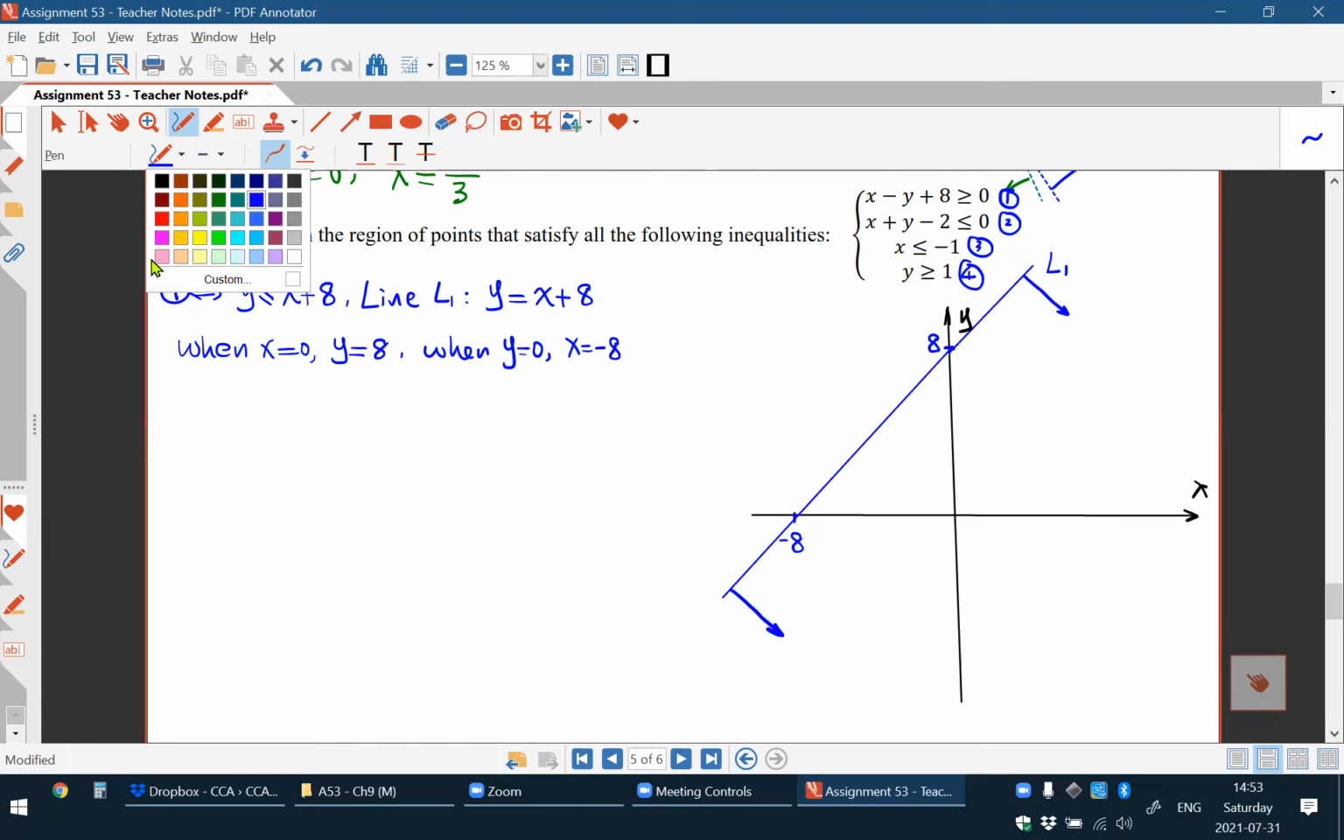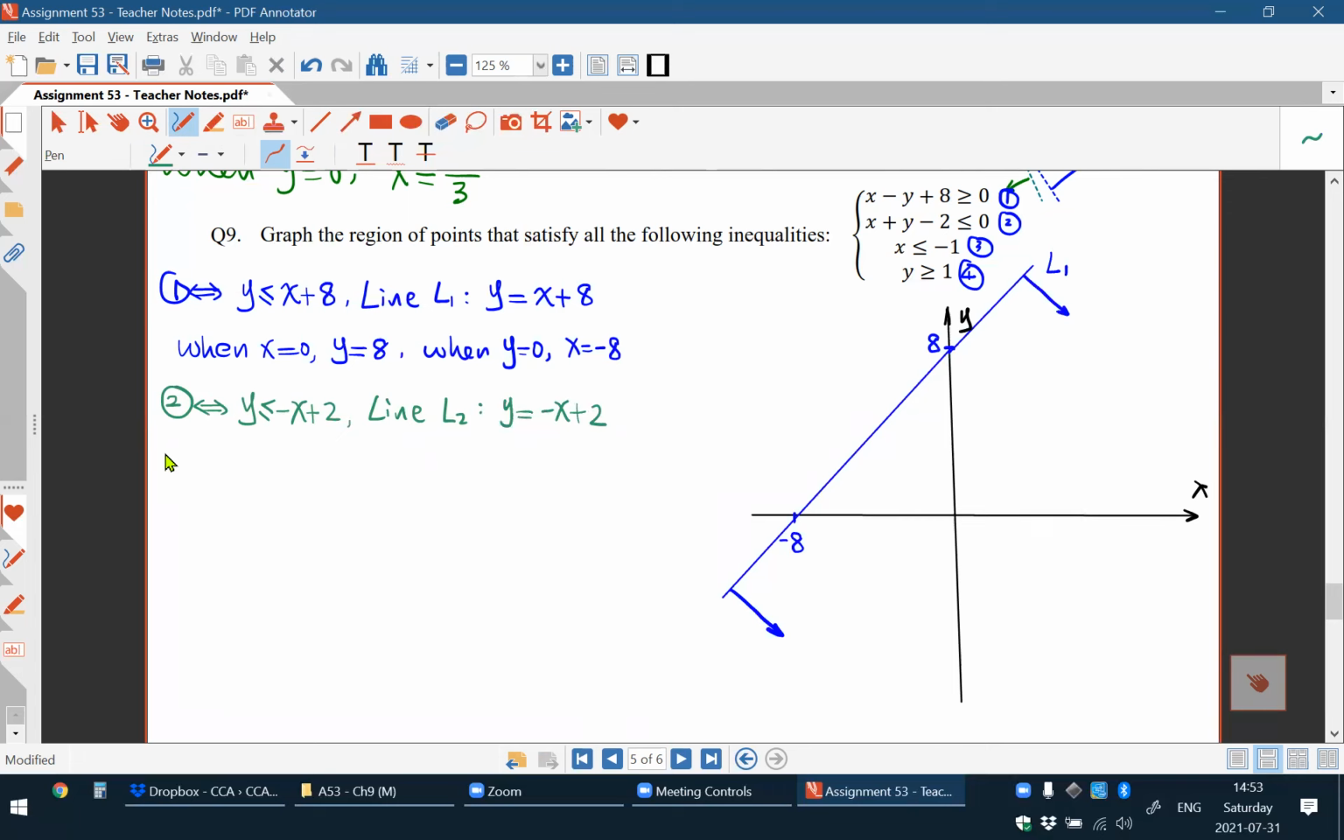Okay, second region, let's change to another color, how about green? Let's use the green one. Second inequality is equivalent to y smaller than or equal to minus x plus 2. And corresponding line 2 is y equals minus x plus 2, right? You can see that when x is 0, y is 2. And when y is 0, x is of course also 2, right? Okay, so the second line passes through these two points, 0, 2 and 2, 0. All right, this is our second line.